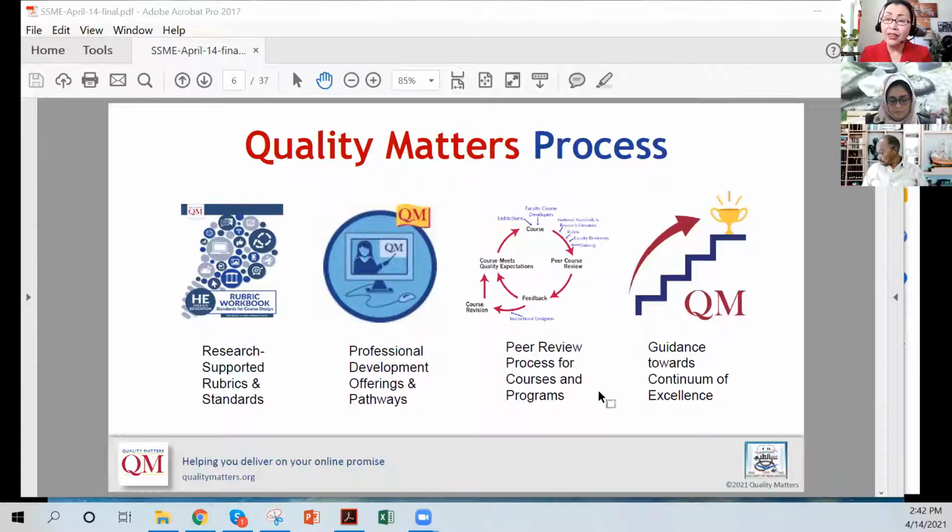If there's one thing that I would love for you to take away to your own institution, to your own college, it is that the QM rubric, process and resources are adaptable. We can help you start from where you are and where you want to go based on your goal, and help you ensure the quality of your online and hybrid courses and programs.